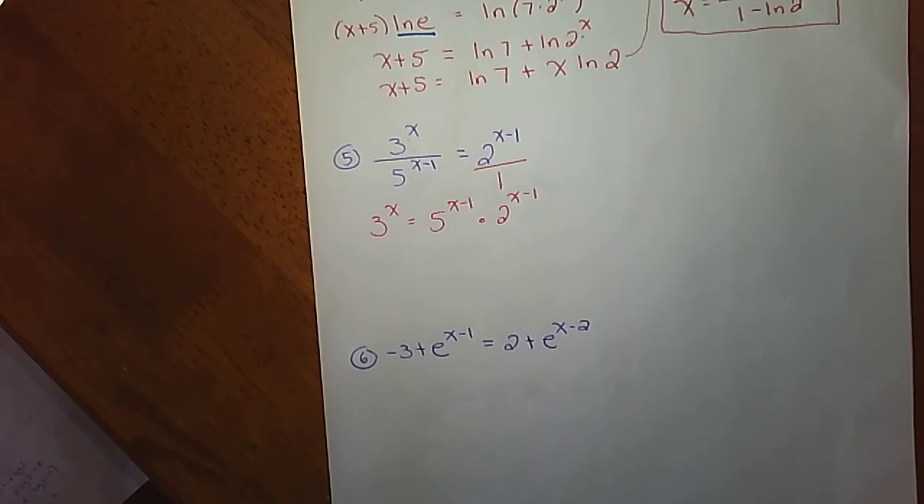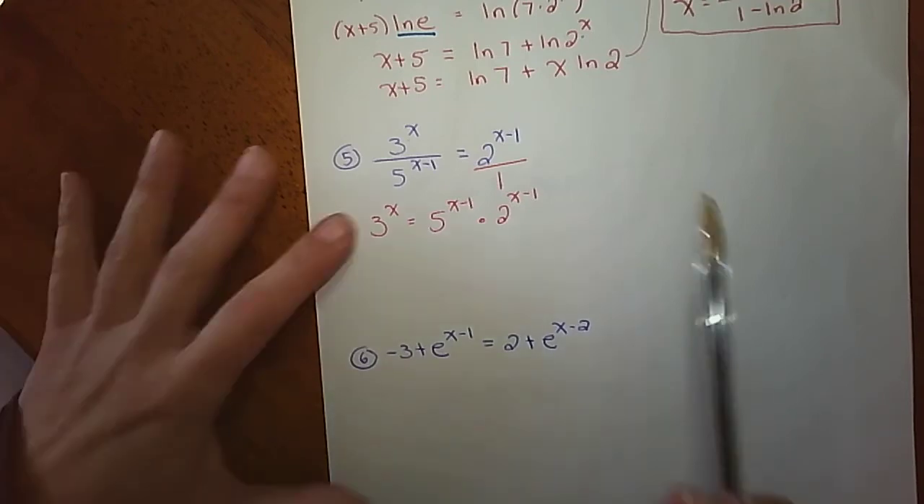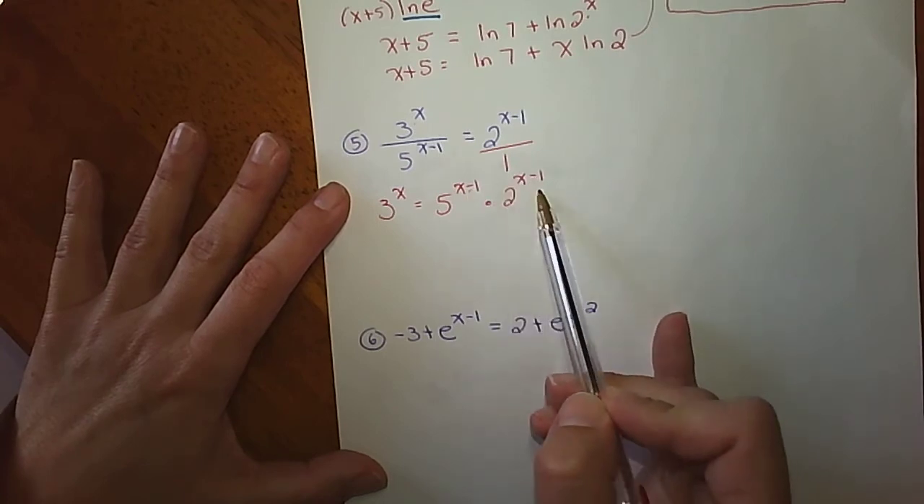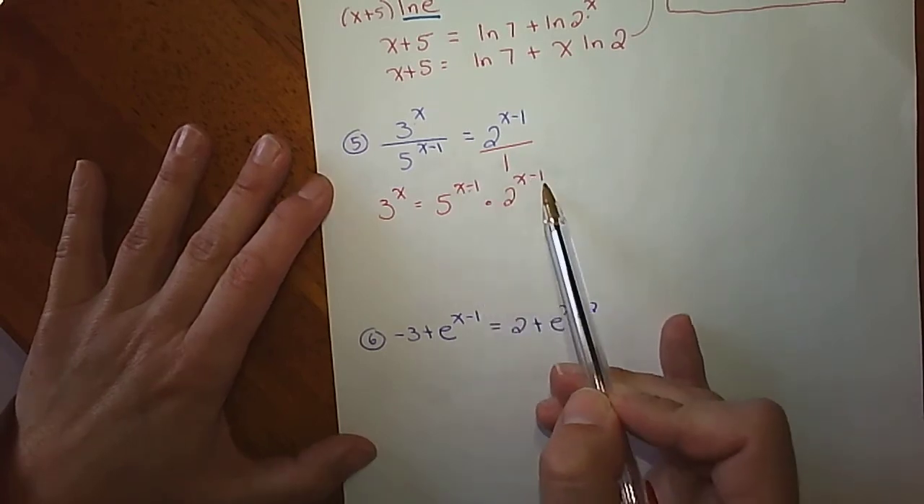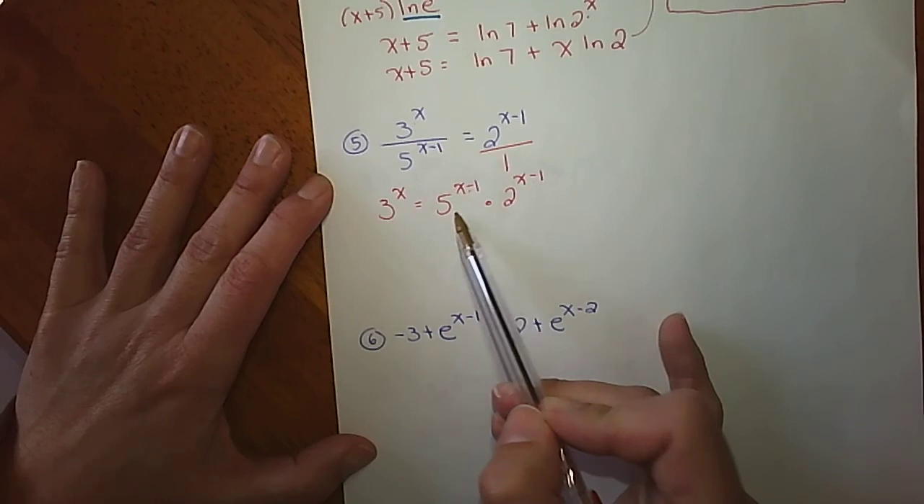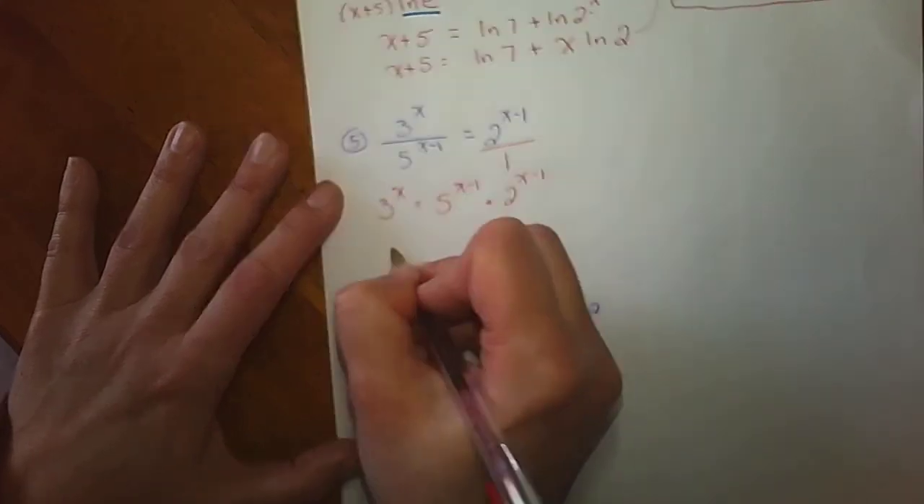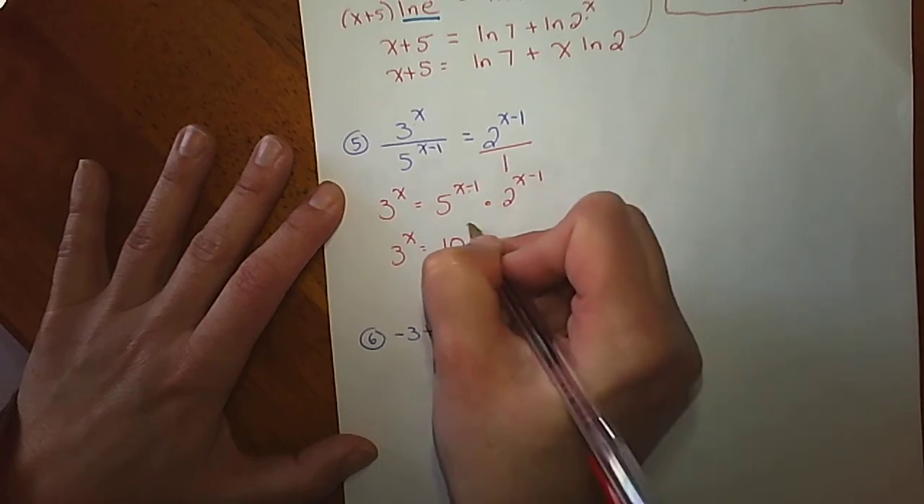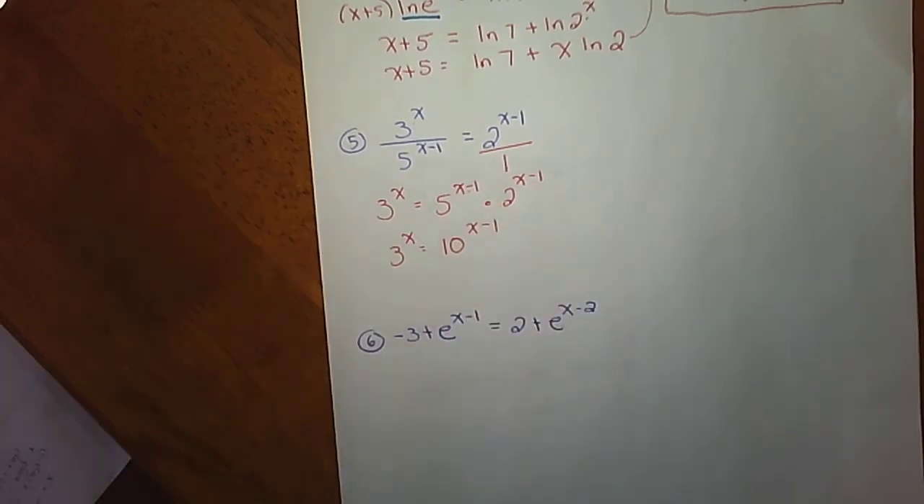Now, here's one of the rules for exponents everybody used to forget. These guys have the same exponent. They have the same exponent. What are you allowed to do with the bases? Oh, that's right. Multiply them. So that becomes 10 to the x minus 1.